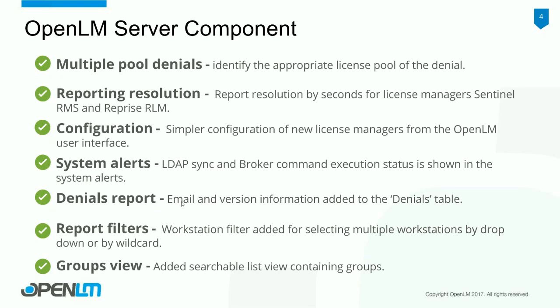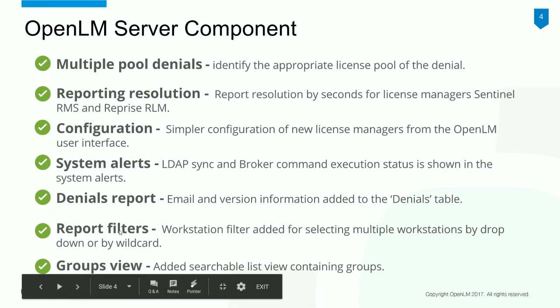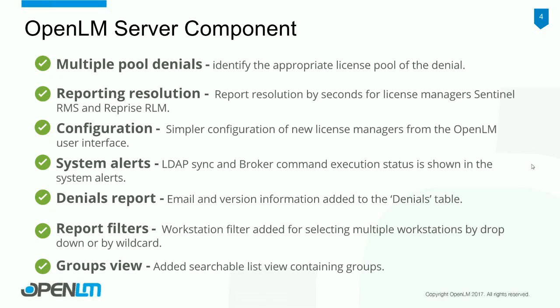The denials report had the email and version information added in the denials table. The all report filters had the OpenLM workstation filter added as a drop-down. So you can select multiple workstations from the drop-down or by using a wildcard. The groups window has a searchable list view added to it. So now you'll be able to search your groups, not only see them in a tree view.